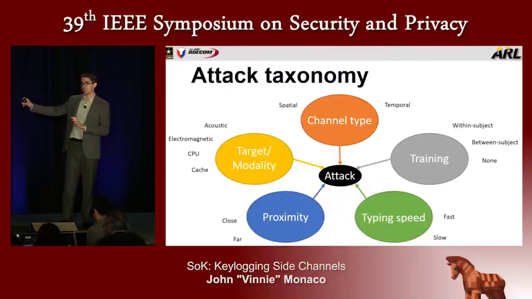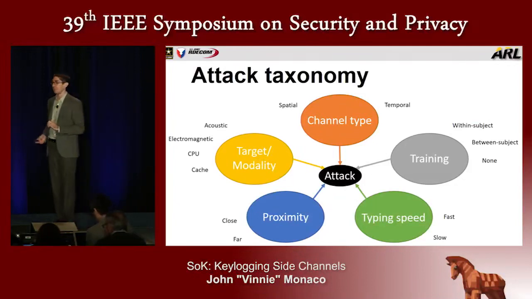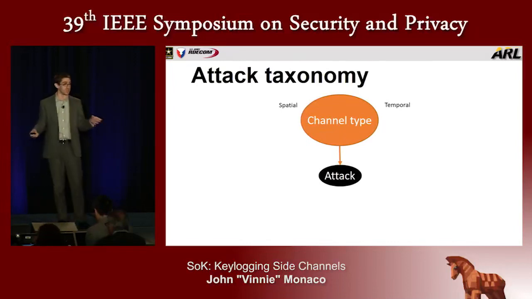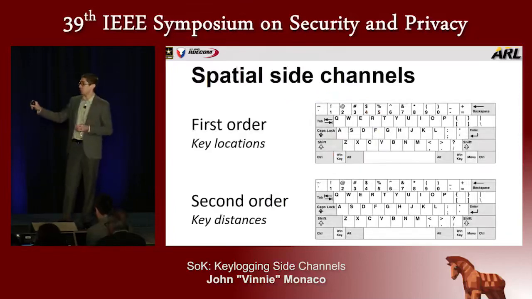We have this taxonomy that I developed as part of this work that characterizes each attack along roughly 5 dimensions. I'm not going to go into detail on every single one. I would like to focus on the one that I consider to be the most interesting and important, which characterizes how a keylogging side channel actually leads to keylogging, which could be by leaking either spatial information or temporal information or a combination of the two. So a spatial side channel is one that's giving us either the key locations or the key distances.